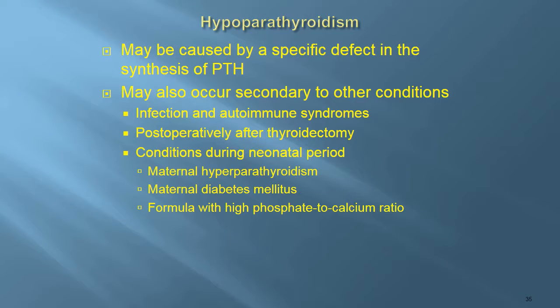Hypoparathyroidism may be caused by a specific defect in the synthesis of PTH. It also may occur secondary to other conditions, such as infection and autoimmune syndromes. It may occur postoperatively after thyroidectomy. It may occur with conditions during the neonatal period, such as maternal hyperparathyroidism or maternal diabetes mellitus. Also, it may occur because of formula with high phosphate to calcium ratio.